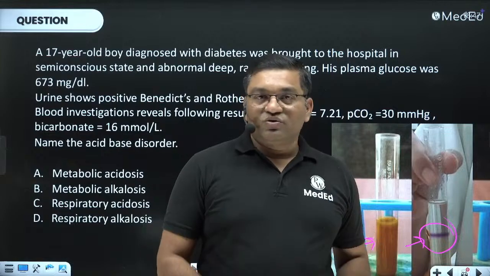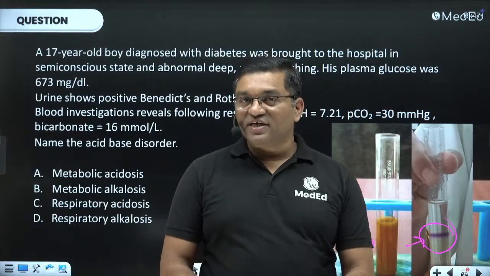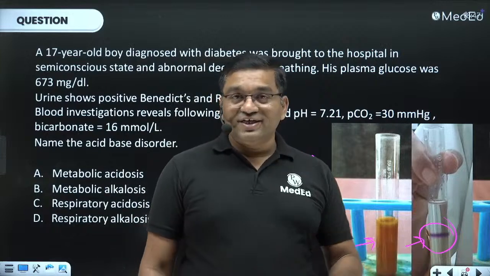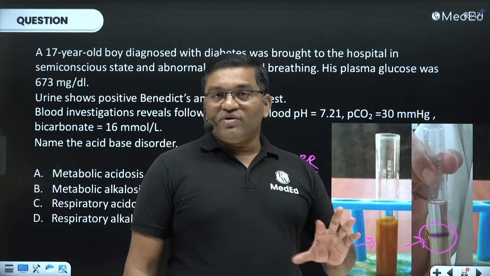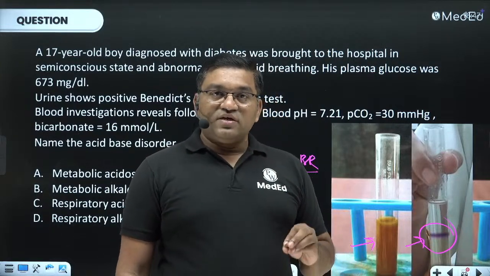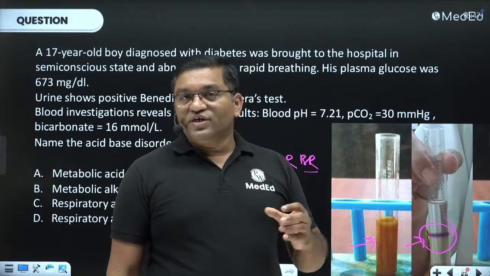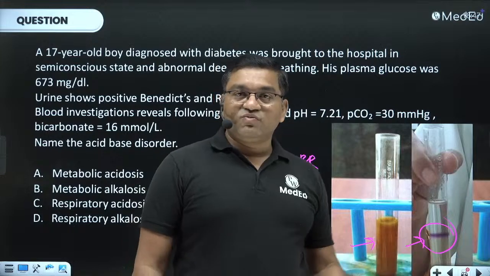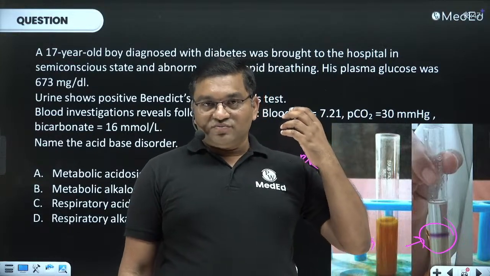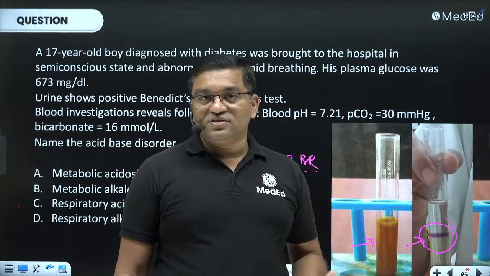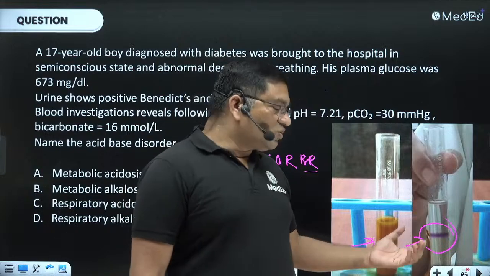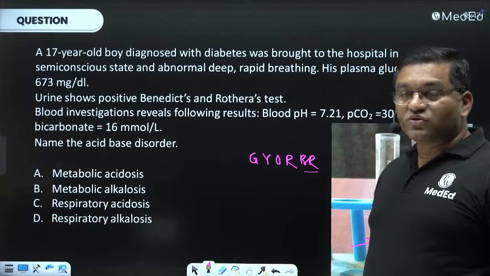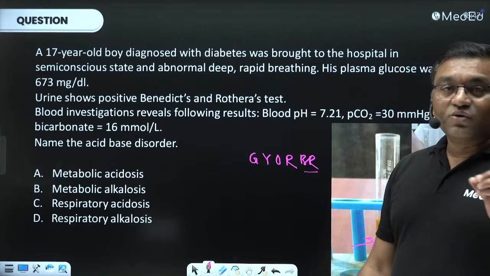For that, modified Rothera's test is needed for detection of beta hydroxybutyrate. Being the most common ketone body, beta hydroxybutyrate is not detected by the normal Rothera's test. It is a false ketone body. It does not have the keto group. It has the hydroxyl group, but it is synthesized in the ketone body synthesis pathway, so it is included in the ketone bodies. So it is beta hydroxybutyric acid, which does not give a positive Rothera's test.